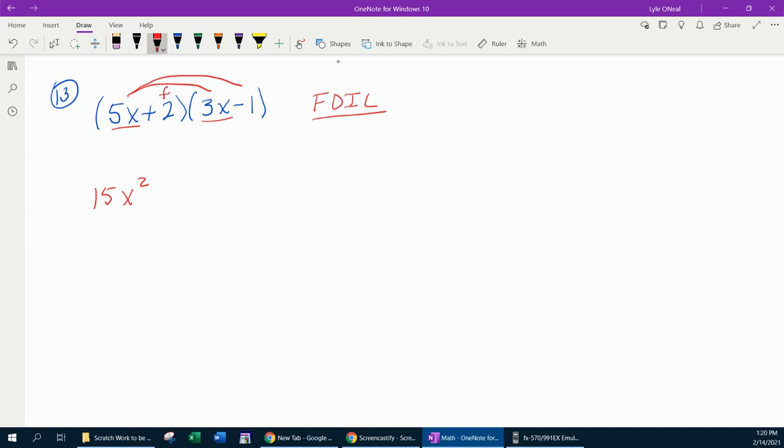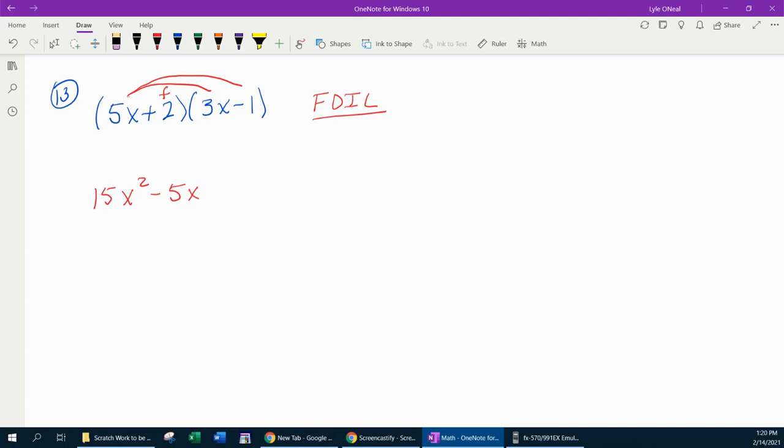And notice that those are the first two that we do. Next, we're going to multiply the 5x times the negative 1. Again, multiply the coefficients. Negative 1 times 5 is negative 5. And this x is the only x there is. The 1 doesn't have an x, so that x comes down.